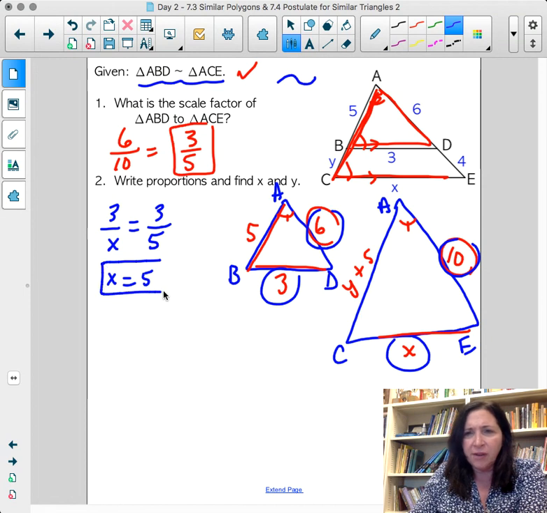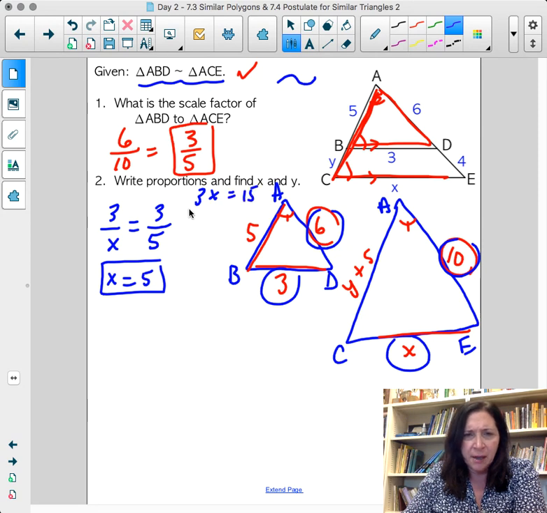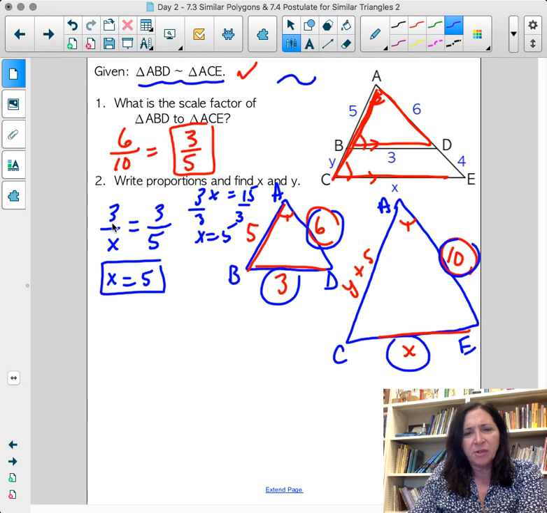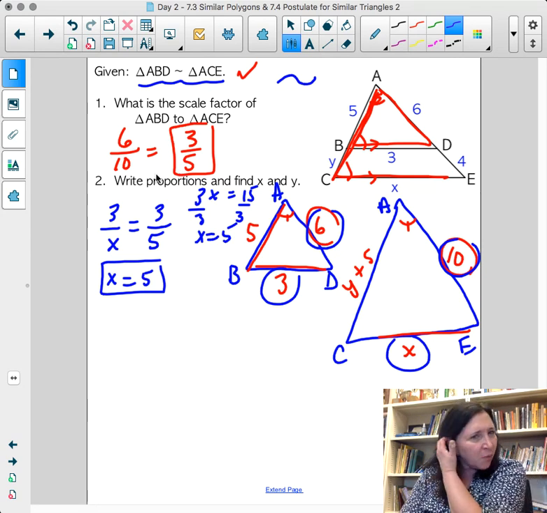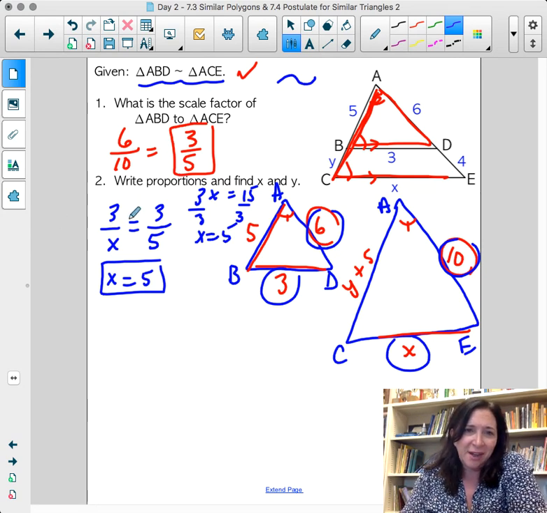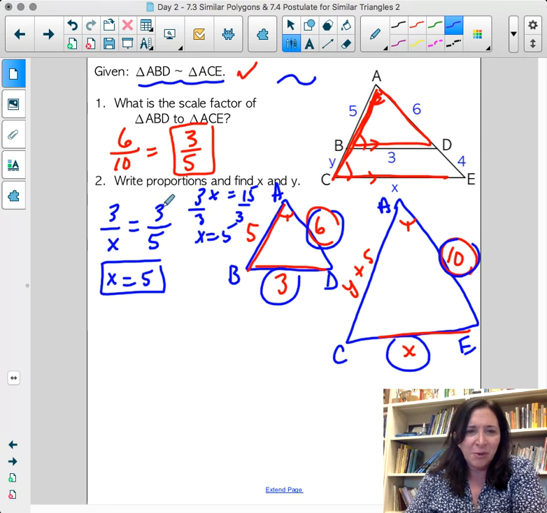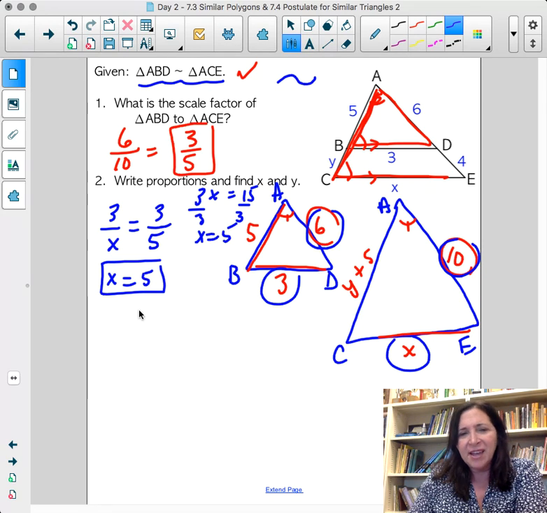Now, most of the time, what we're going to do is cross multiply, meaning we're going to go 3 times x equals 15, and then divide by 3 on both sides, and I get x equals 5. But sometimes you get one of these questions where, if the numerators are the same, then the denominators have to be the same. They're equal. Okay, so that's x equals 5.